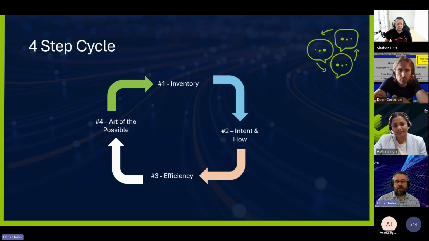And I think to dive a little bit deeper into one of those next layers around a 4-step cycle, I think one of the things that we find in the industry, and maybe Dean, a question for you here, is how do you see customers operate? I know FinOps is a framework.